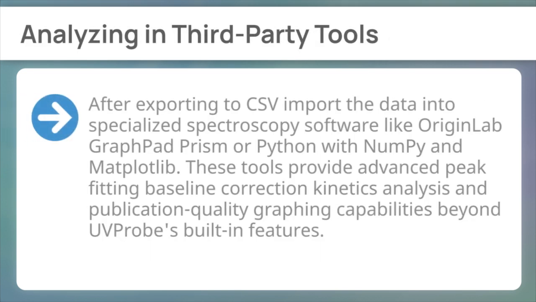Finally, analyzing in third-party tools. After exporting to CSV, import the data into specialized spectroscopy software like Origin Lab, GraphPad Prism, or Python with NumPy and Matplotlib. These tools provide advanced peak-fitting, baseline correction, kinetics analysis and publication quality graphing capabilities beyond UVProbe's built-in features.